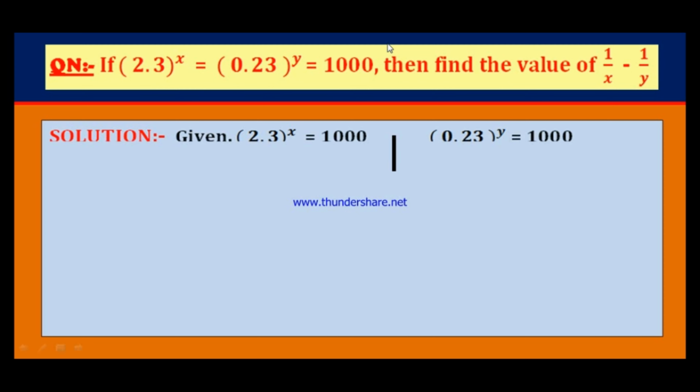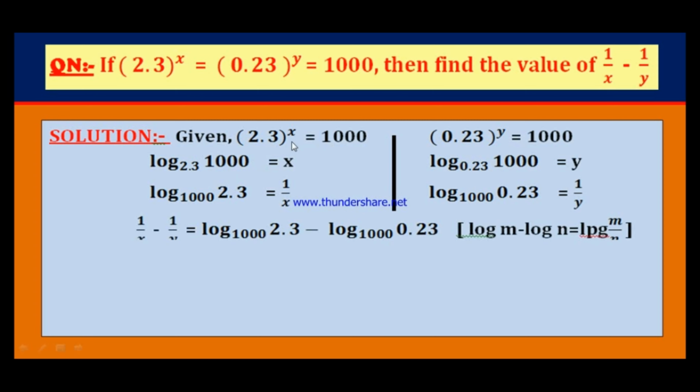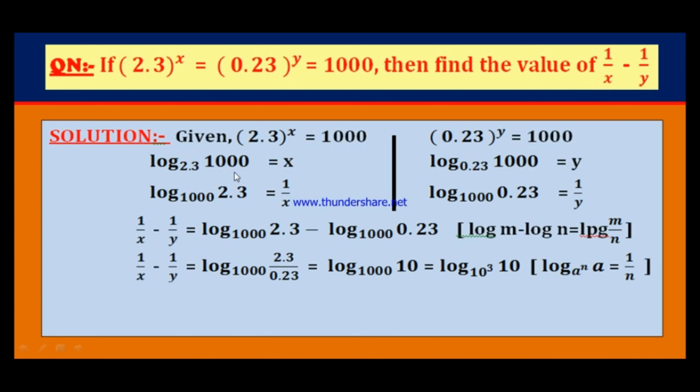This is the solution. Here we are given that 3 values are equal. Now let us equate the first and last first of all. That is 2.3 whole power x is equal to 1000. If you write this in logarithmic form, log 1000 to the base 2.3 is equal to x. But we need the value of 1 by x. Therefore, let us find the reciprocal of this logarithm. Reciprocal of a logarithm is nothing but interchanging these two values. That is, log 2.3 to the base 1000 is equal to 1 by x.